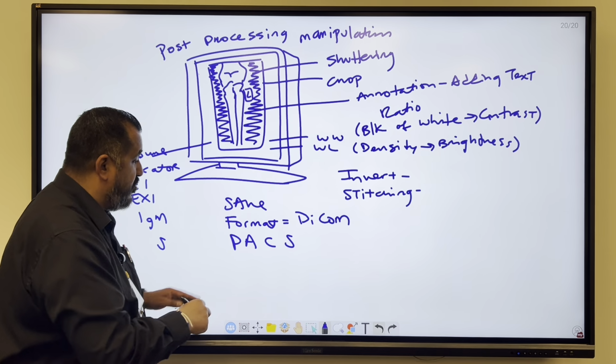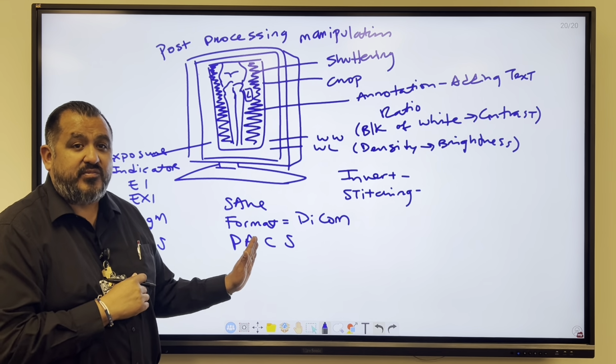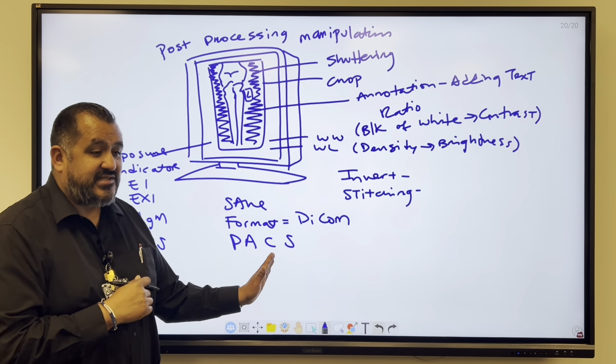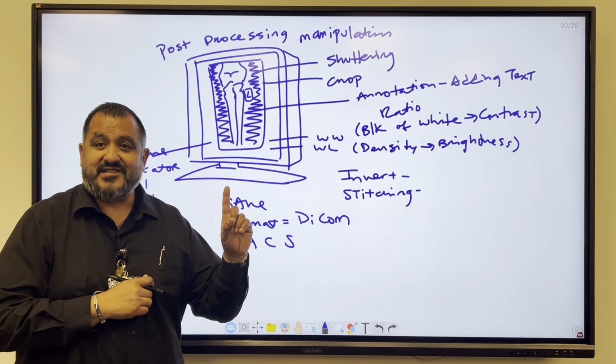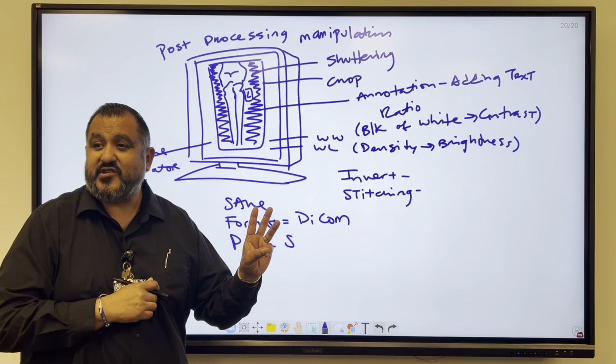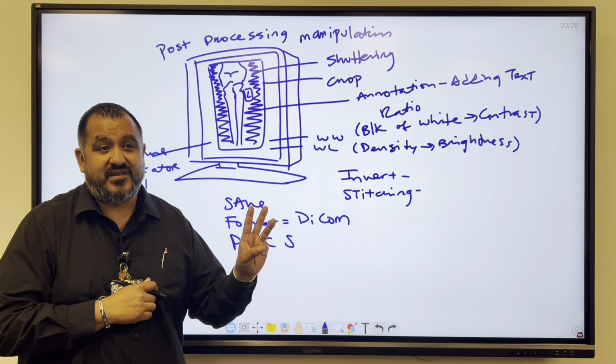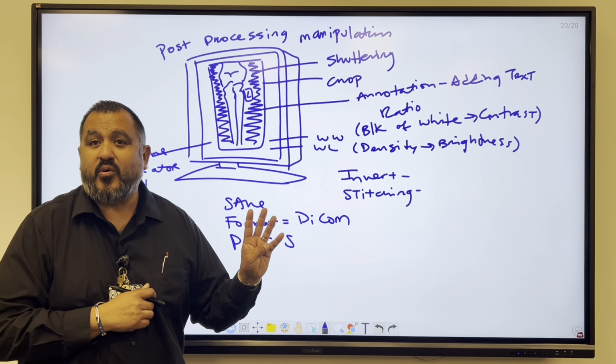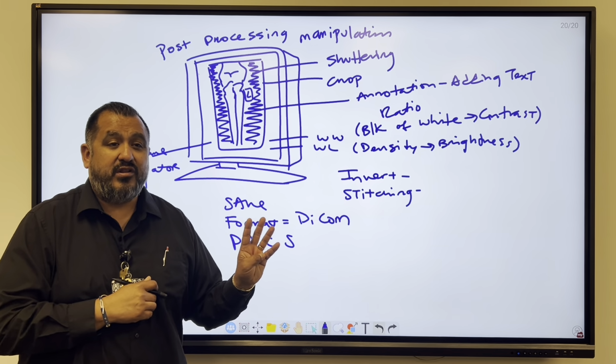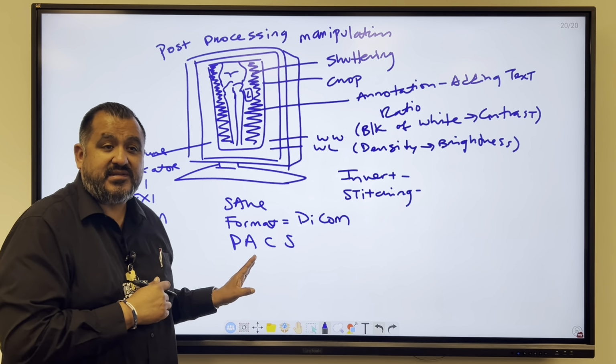So PACS stands for Picture Archival Communication Systems. It's going to store the images, the tech notes, the history, if you took a history, which most places do require, and it's going to have the dictated report. All of that can be accessed through the PACS system.